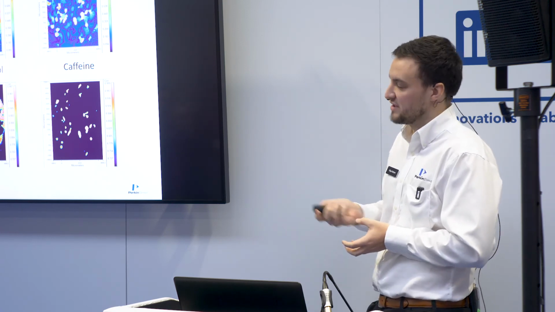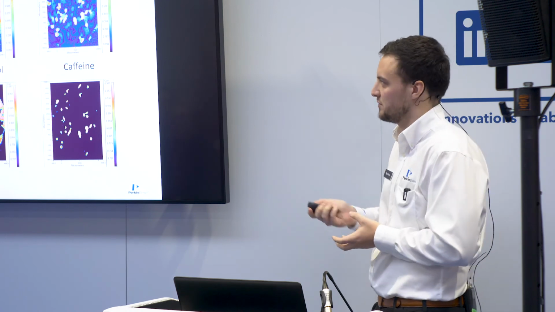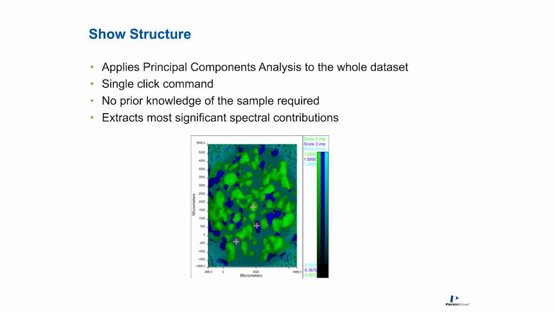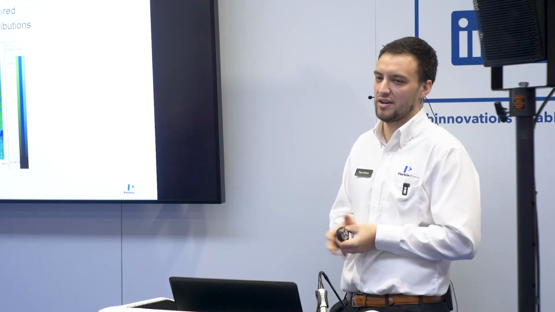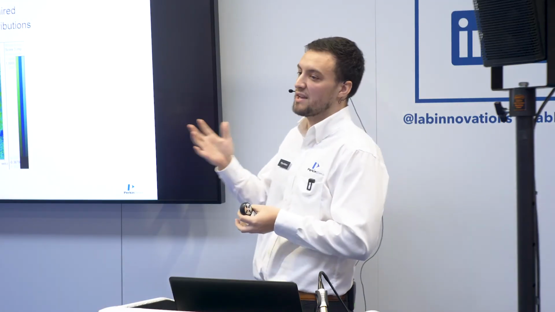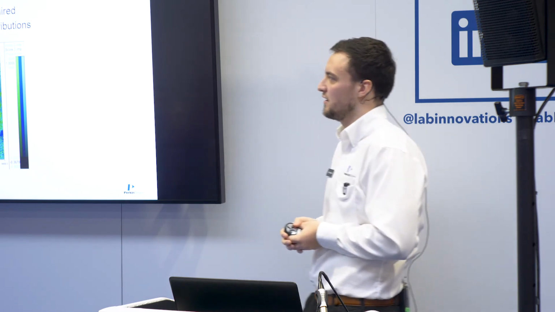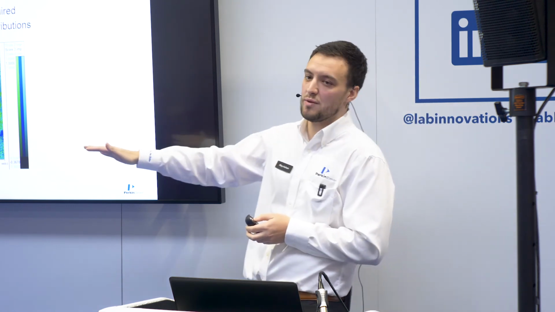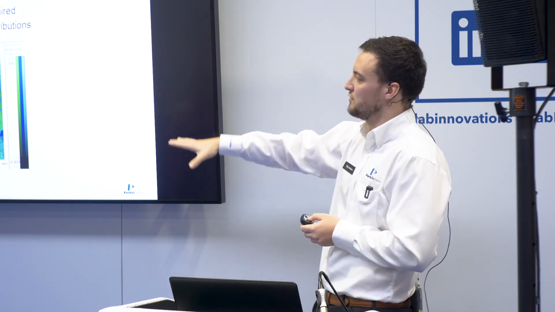The other option is when you don't know anything about your sample. So this is what we call, within our software, the show structure function. It's just a single click command. But what we're essentially doing, we're applying principal component analysis to the imaging data to generate some information from that. If you don't know principal component analysis, a bit of a mouthful, it's chemometrics basically, it's statistics that then let us gain information from our data. So as I said, you don't need any prior knowledge of your sample when you use chemometrics. The software will do everything for you.